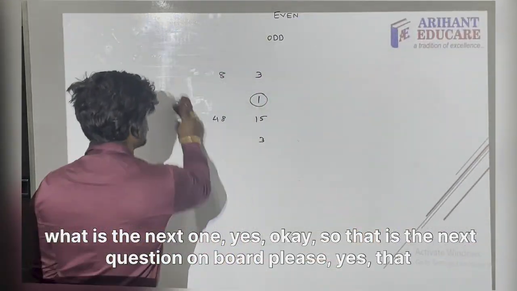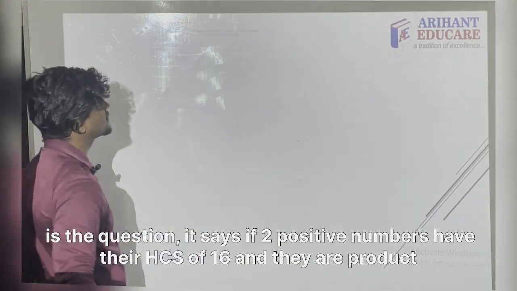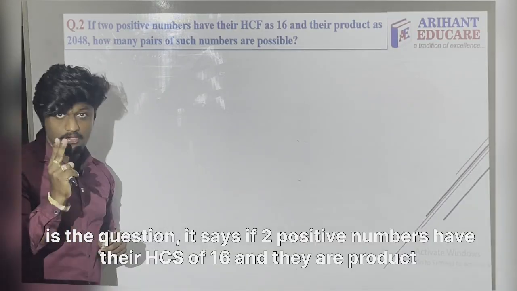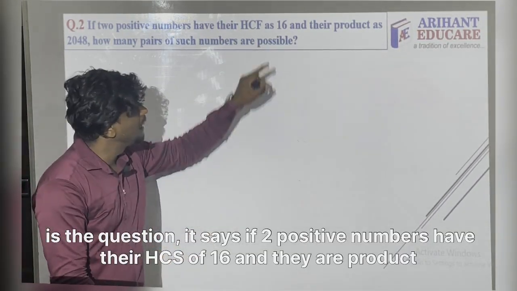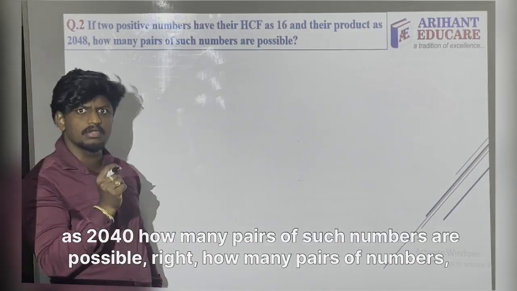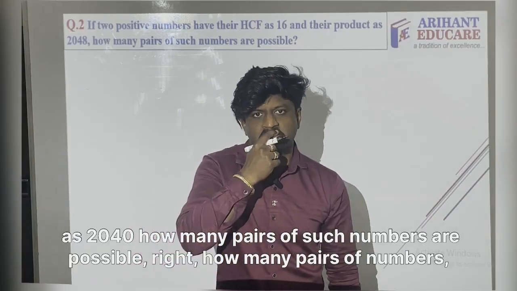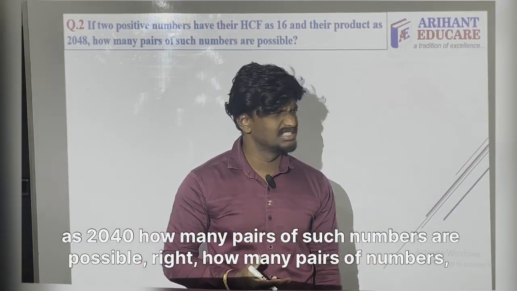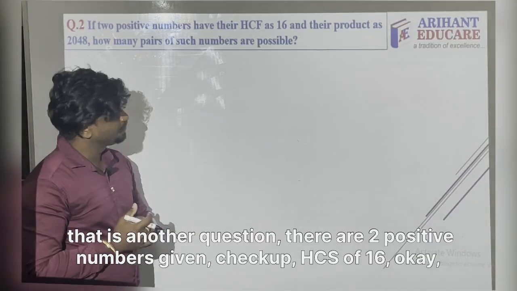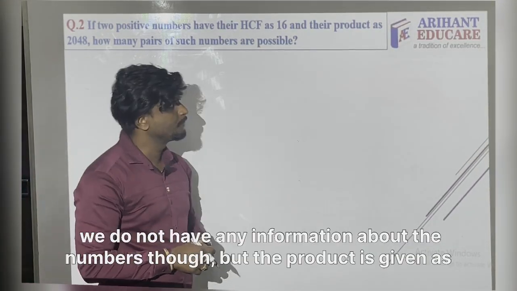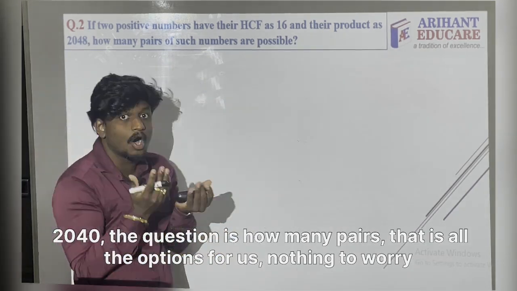Okay. So, let's have the next question on board, please. Yes, this is the question. It says, if two positive numbers have their HCF as 16 and their product as 2048, how many pairs of such numbers are possible? Right? How many pairs of numbers? Let's understand the question. There are two positive numbers given. Take care. HCF is 16. Okay. We don't have any information about the numbers though. But the product is given as 2048. Question is how many pairs?